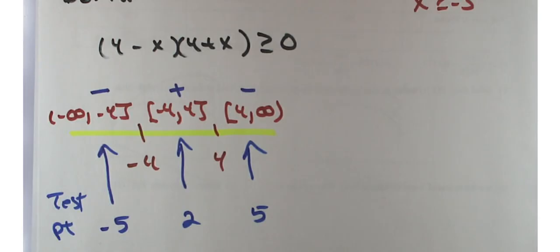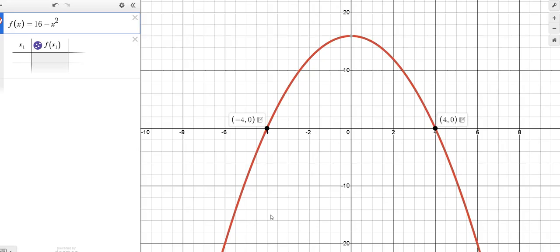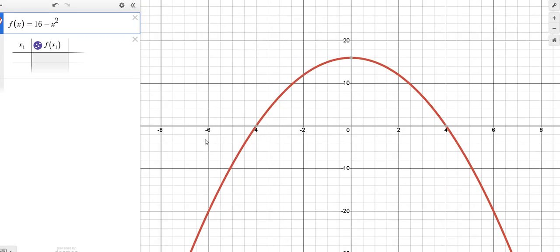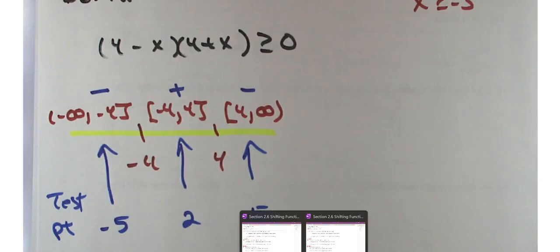You don't necessarily have to do that by plugging in points. This is really convenient, especially if your graph is really ugly. But you know what the graph of this looks like. And in this case, at least, it kind of matches what we expected, right? To the left of -4, it's negative. Between -4 and 4, it's positive. And to the right of 4, it's negative. So we get the exact same conclusion if we were looking at the graph.